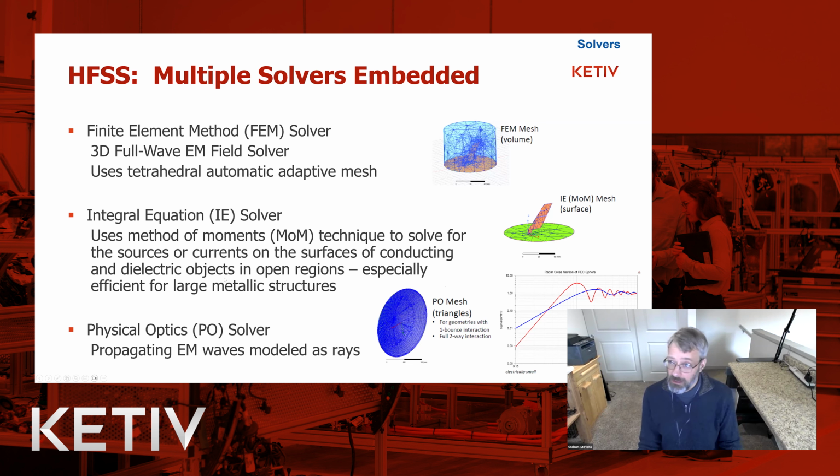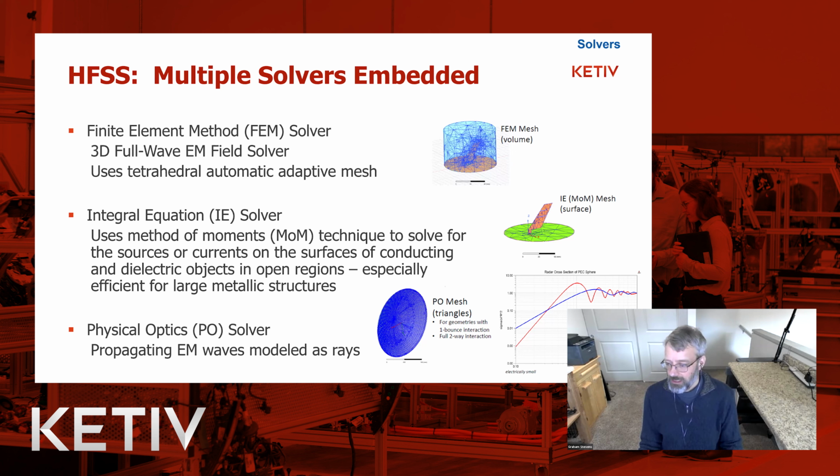So if you're looking to do an initial design and your antenna is made out of metal and what's around it might be made out of metal only, the method of moments, i.e. IE solver, can be very efficient and a much faster way of getting initial results. So you might consider this as well for doing some initial designs.